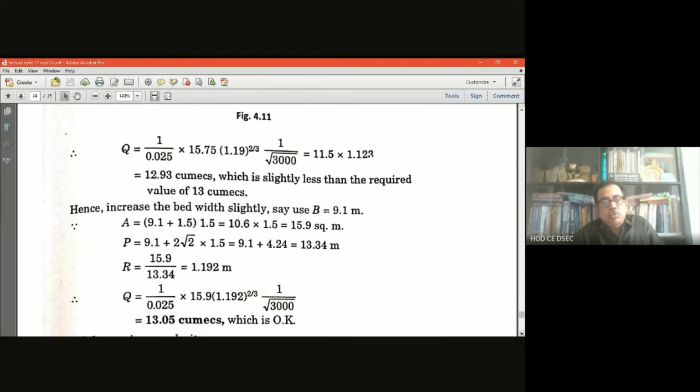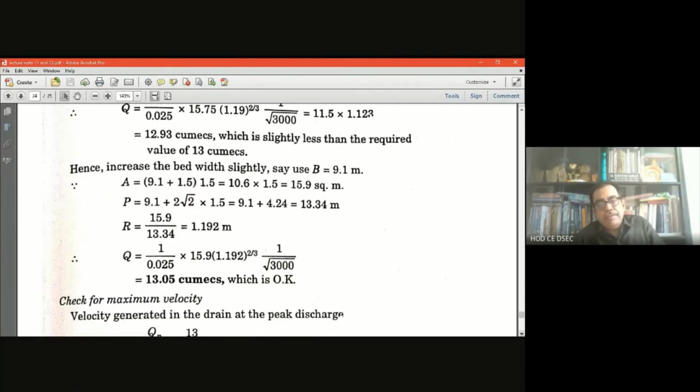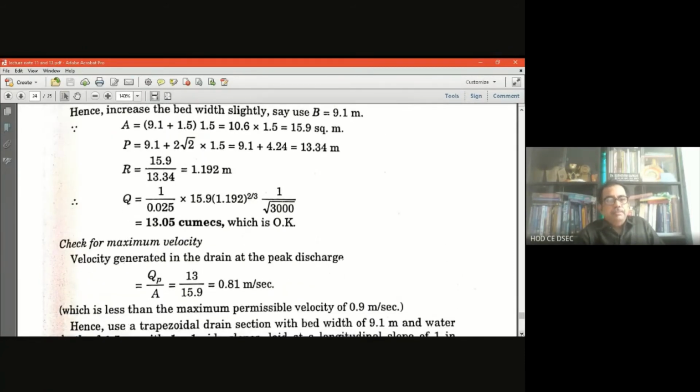So what we have to do? This is a trial and error process. You have to increase the bed width slightly, like B from 9 meter, which you have assumed, to 9.1 meter. If you increase B to 9.1 meter, keeping the water depth same, the area is going to increase, that is 15.9 square meter, the perimeter is going to increase, R is going to increase. Definitely the carrying capacity Q now is 13.05 Qmax, which is okay, as it is greater than the required discharge of 13 Qmax.